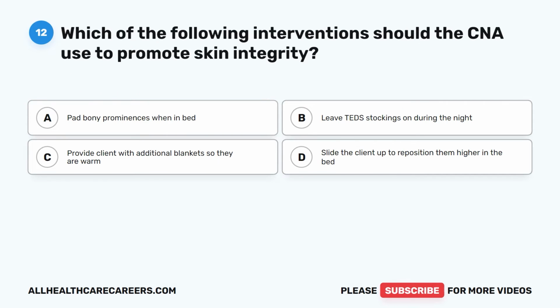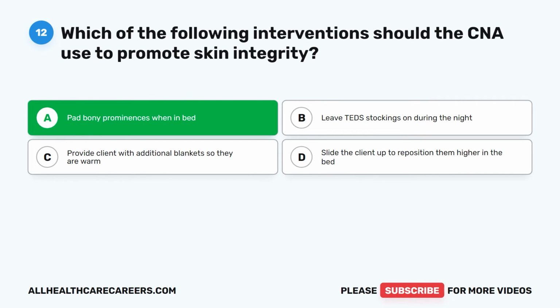Question 12. Which of the following interventions should the CNA use to promote skin integrity? A. Pad bony prominences when in bed. B. Leave TED stockings on during the night. C. Provide client with additional blankets so they are warm. D. Slide the client up to reposition them higher in the bed.